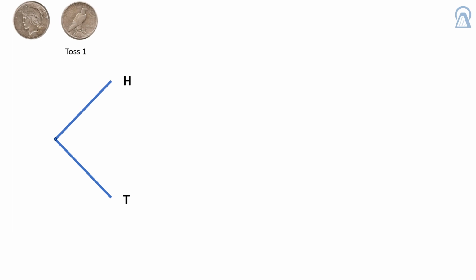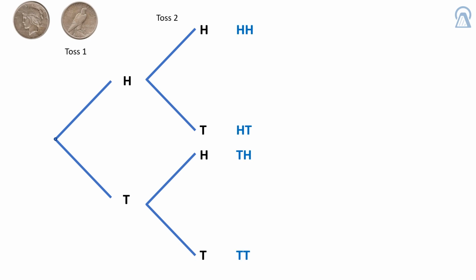Now, at the end of each branch, we reach the second decision point, the second toss. Again, we can either get a head or a tail. Draw two more branches for each possibility. You've just created a tree diagram. It visually shows all the possible outcomes of the two coin tosses.